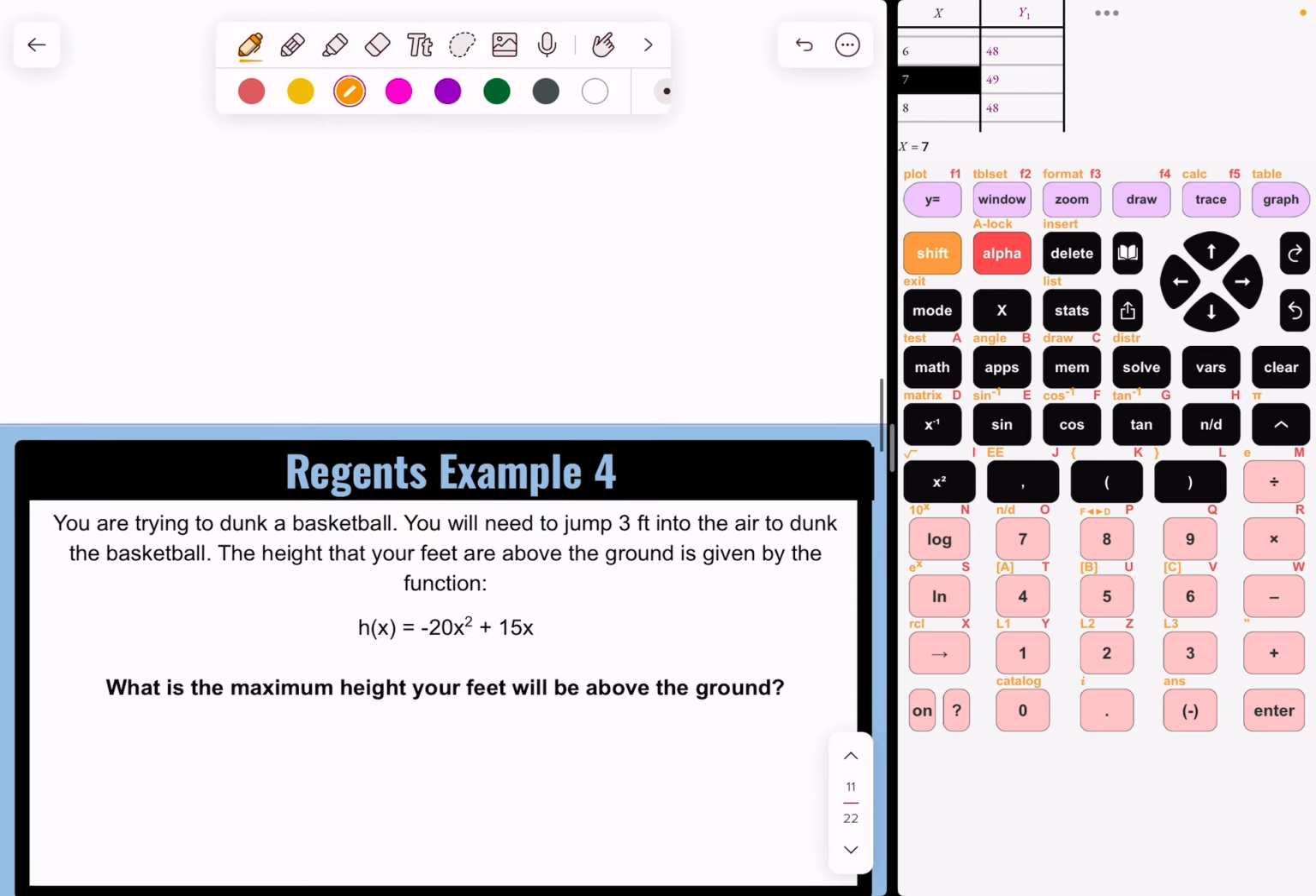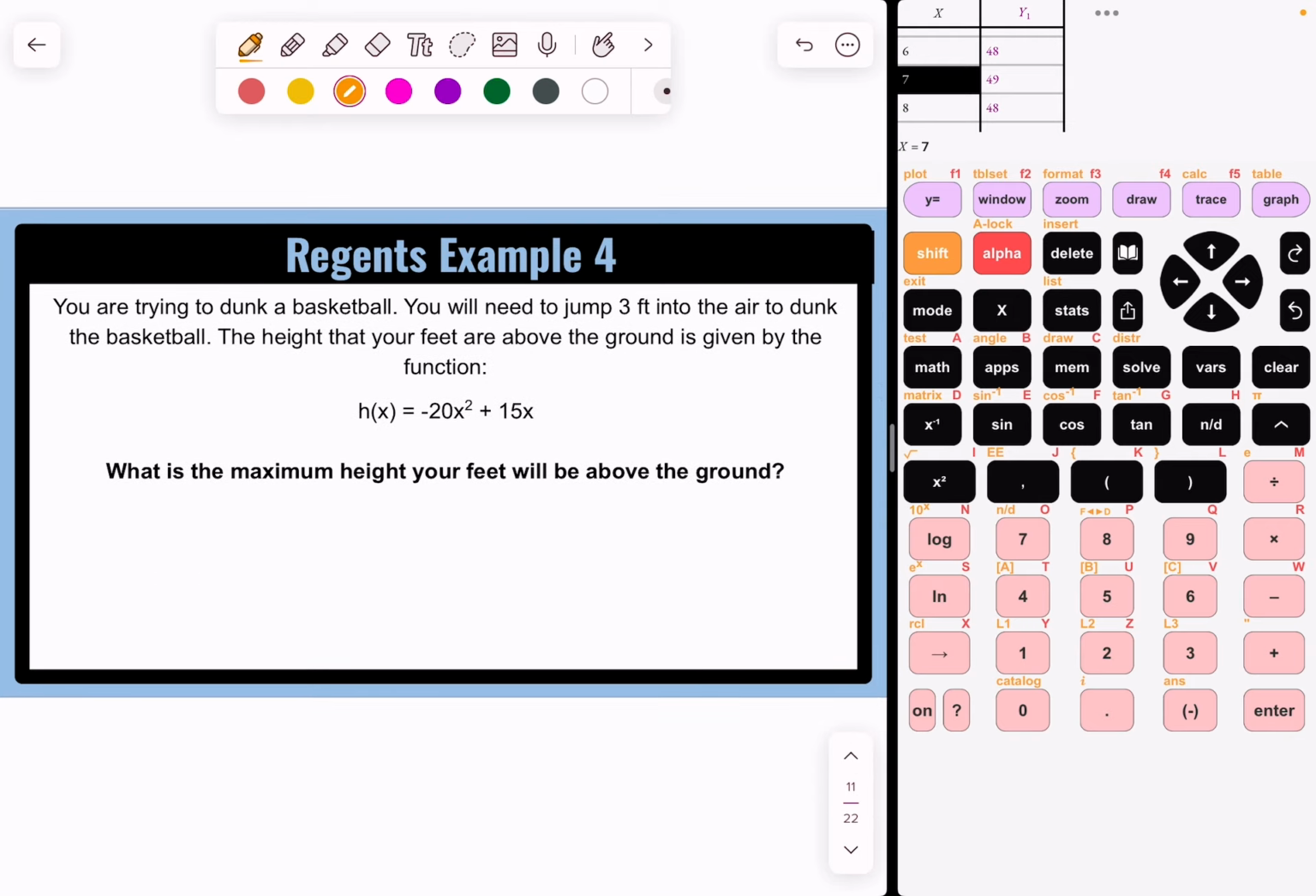All right, let's look at this next one. You are trying to dunk a basketball. You will need to jump 3 feet into the air to dunk the basketball. The height that your feet are above the ground is given by this function. What is the maximum height your feet will need to be above ground? Remember, anytime we're talking about maximum or minimum, we're also talking about the vertex.